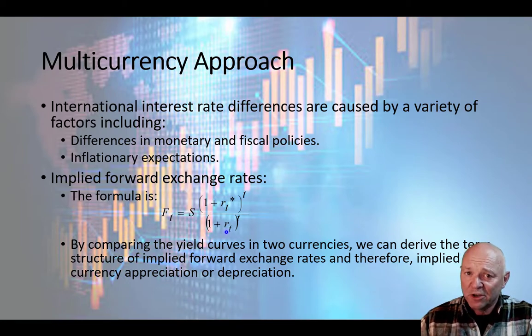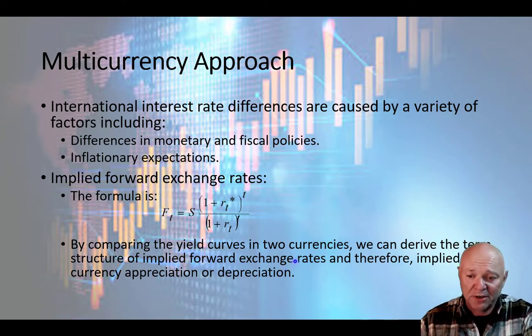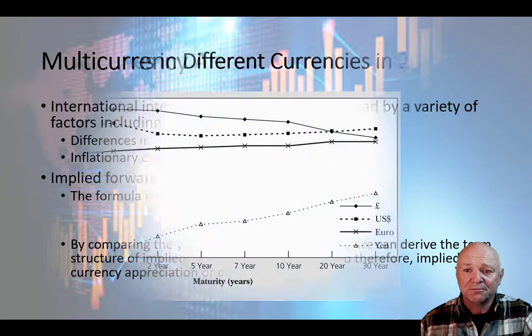So by comparing the yield curves in two different currencies for each period of time, for the forward rates for each period of time, we can derive the term structure for the forward rates for each time period, and therefore be able to predict what's going to happen to the currency in the future.